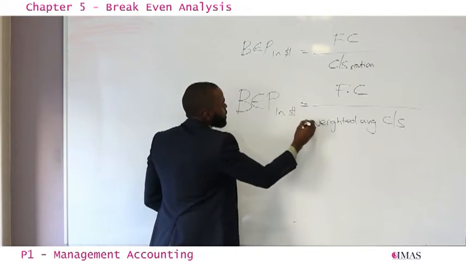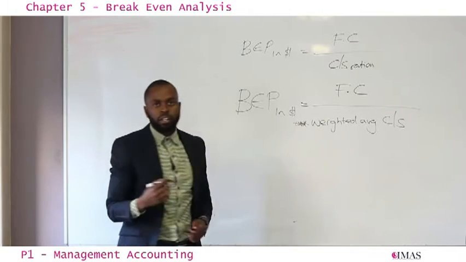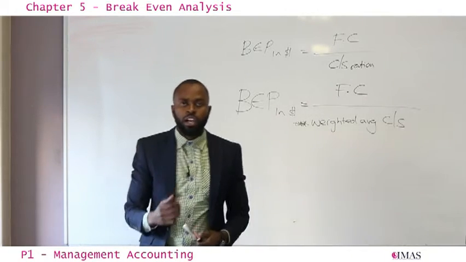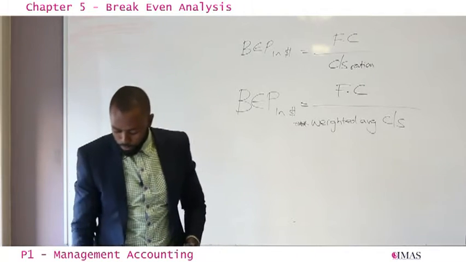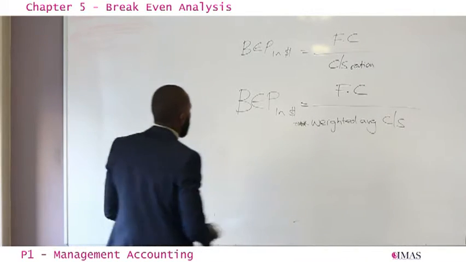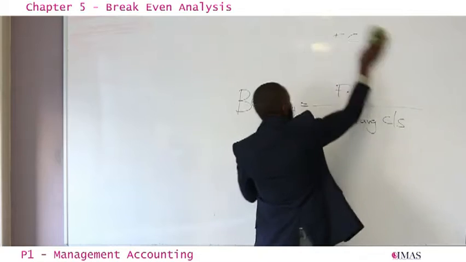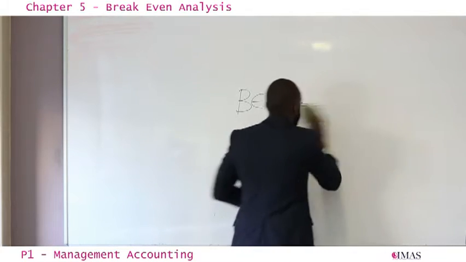This is the most important part of multi-product CVP analysis. How do we calculate the weighted average contribution to sales ratio? We can do it in 2 ways.